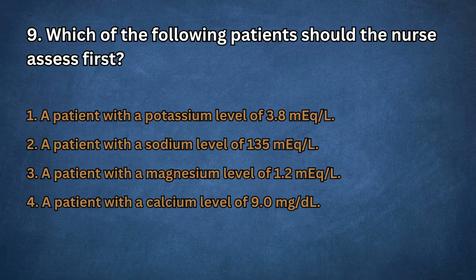9. Which of the following patients should the nurse assess first? 1. A patient with a potassium level of 3.8 milliequivalents per liter. 2. A patient with a sodium level of 135 milliequivalents per liter. 3. A patient with a magnesium level of 1.2 milliequivalents per liter. 4. A patient with a calcium level of 9.0 milligrams per deciliter.